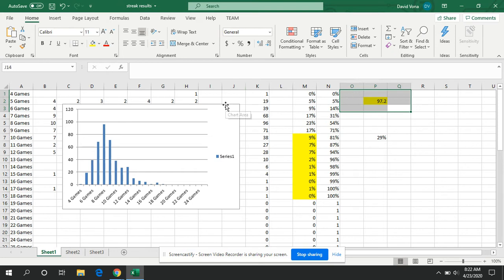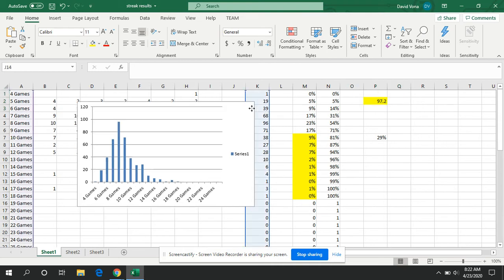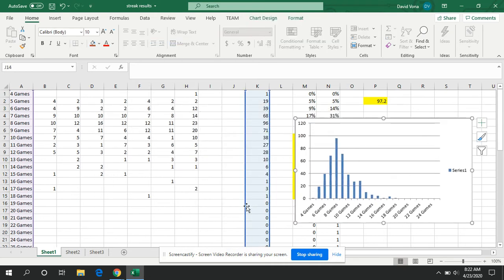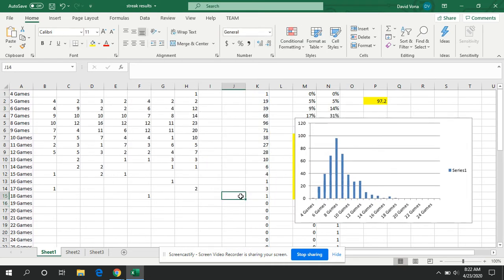And what we saw here is that with that premise that our team would win 60% of the games, we ended up with some pretty long streaks. We ended up with one streak of 18 games, three streaks of 17 games, one 16-game streak, four 15-game streaks, six 14, 10 13s, and then 28 12s, 27 11s, 38 10s.